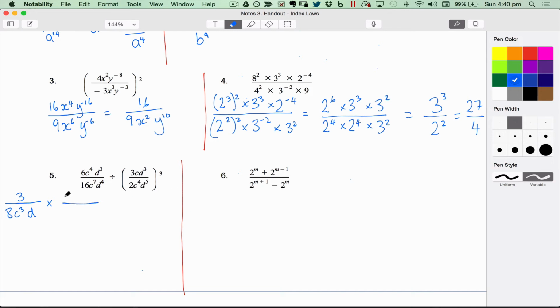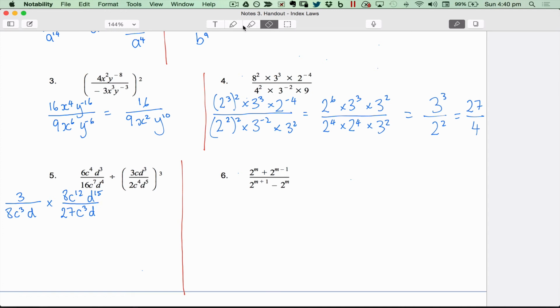2 cubed is going to be 8. C to the 4 times 3 is 12. D to the 15 over whatever's here, 3 to the power 3, which is 27. C cubed, D, sorry, right, D cubed, D to the 9.